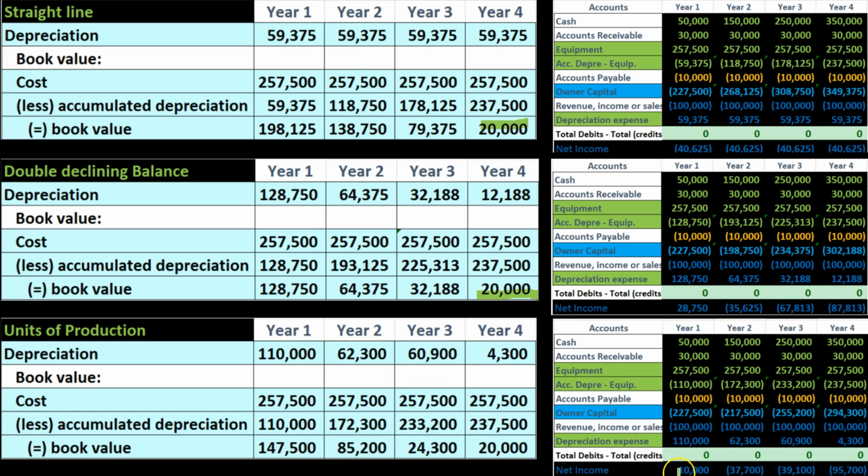We can see the effect on net income. The effect on net income in this case happens to be kind of in between the straight line and double declining. It doesn't necessarily have to be that way. That's just kind of the way it's worked out in this case.